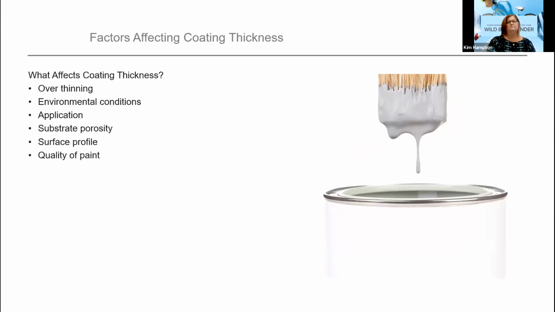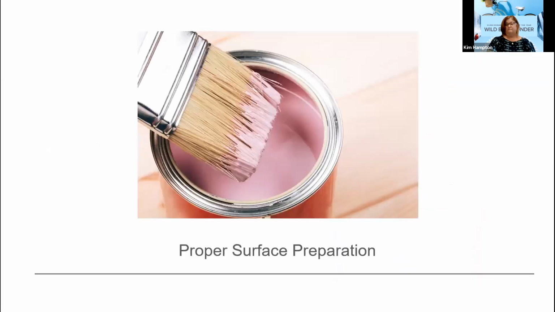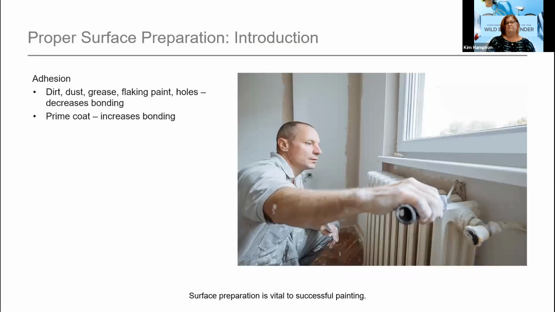Several factors can affect the thickness of a coating: overthinning, environmental conditions, application techniques, the substrate porosity, the surface profile of the substrate, and the quality of the paint itself. Which brings us to proper surface preparation. This is key in solving any paint problems. So preparation is key to determining the success of a paint job.